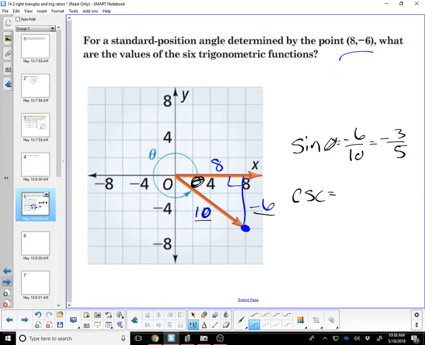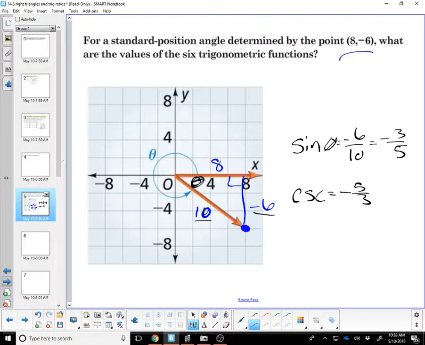Cosecant. It's the reciprocal, so all I have to do is write the reciprocal of sine. Boom. Does it ask you what you call? Yeah, it wants all 6 of the trig functions. That means sine, cosine, tangent, secant, cosecant, cotangent.